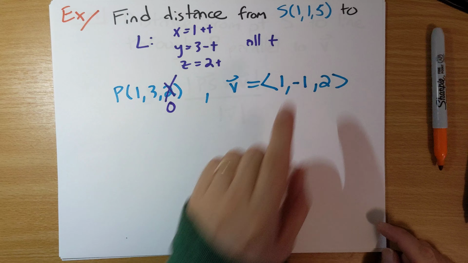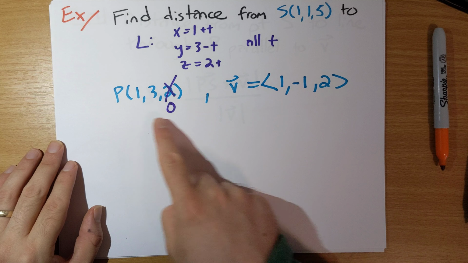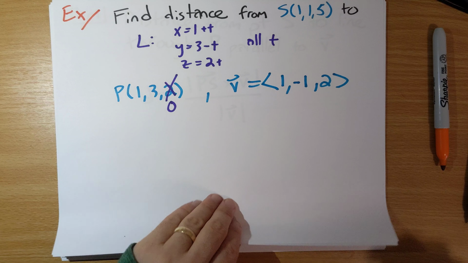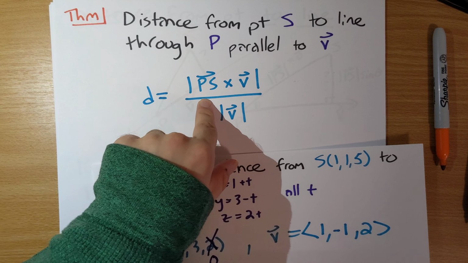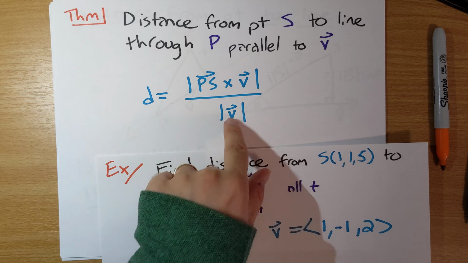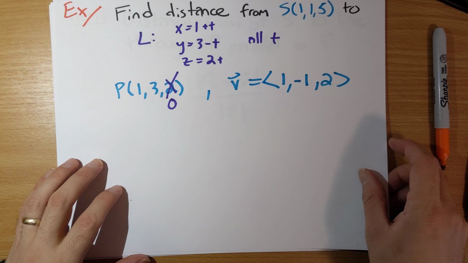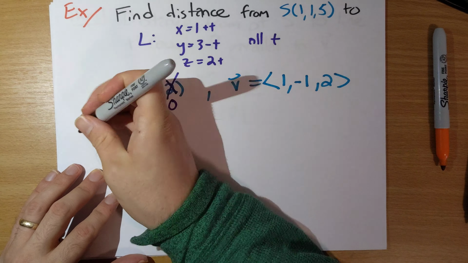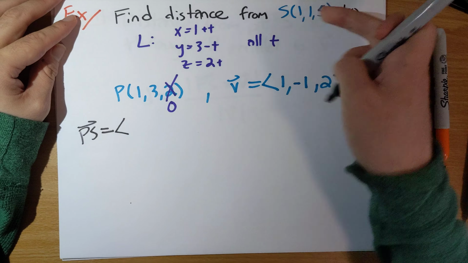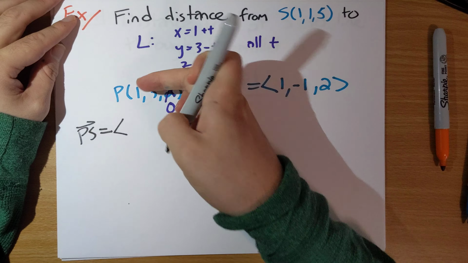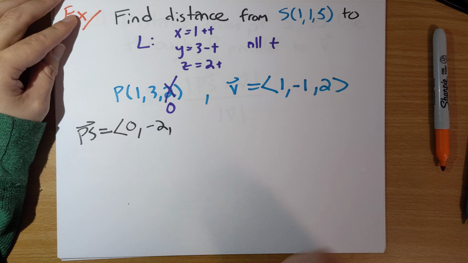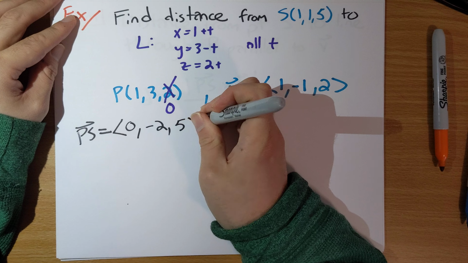So we want to find the distance from (1, 1, 5) to the line through this point with this direction vector. What information do we need? We need to find a vector from P to S, take the cross product of that with V, and then find a couple of magnitudes and divide. The vector from P to S will be the entries of S minus the entries of P. 1 minus 1 is 0. 1 minus 3 is -2. And 5 minus 0 is 5.